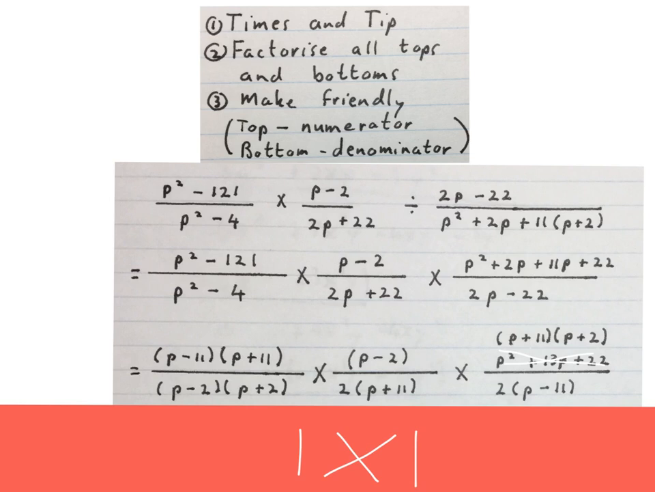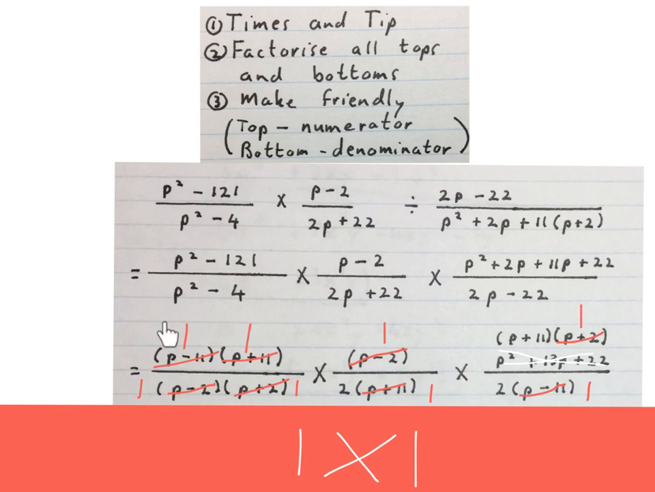Now we will cancel across and up and down. You can decide yourself which ones you want to do first. A possible way is to say p minus 11 goes in here once and p minus 11 goes in there once. P plus 11 goes in here once and p plus 11 goes in there once. P minus 2 goes in here once and p minus 2 goes in there once. P plus 2 goes in here once and p plus 2 goes in there once.